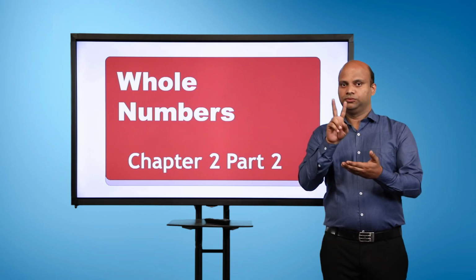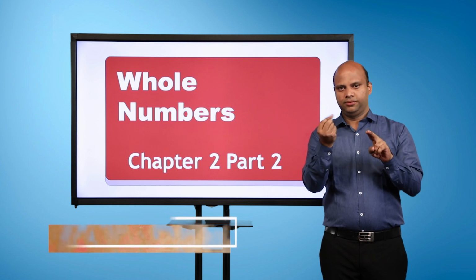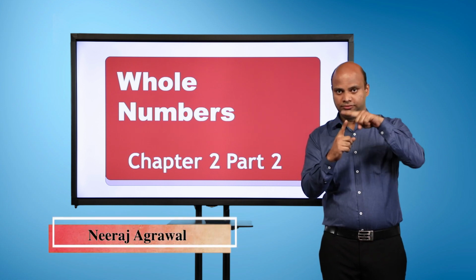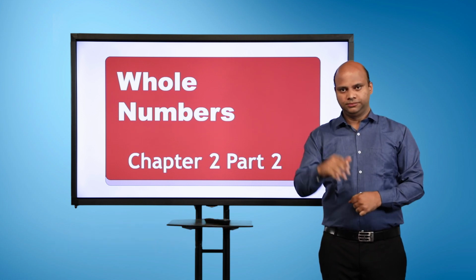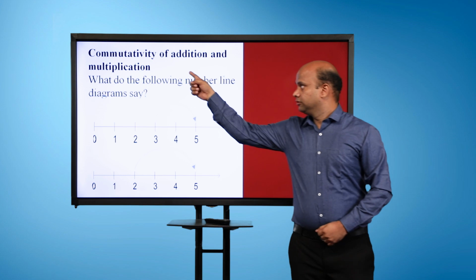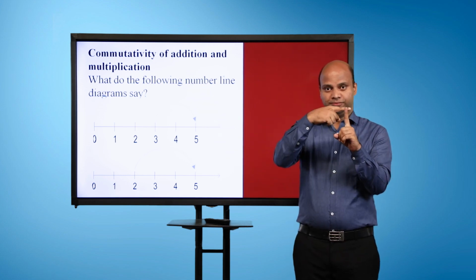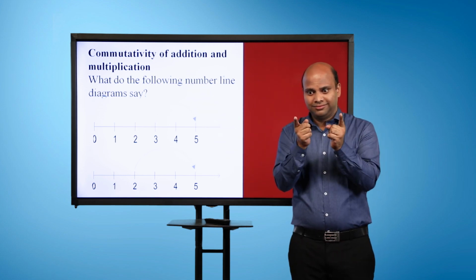Chapter 2, Whole Numbers, Part 2. Page 34. Commutativity of addition and multiplication.